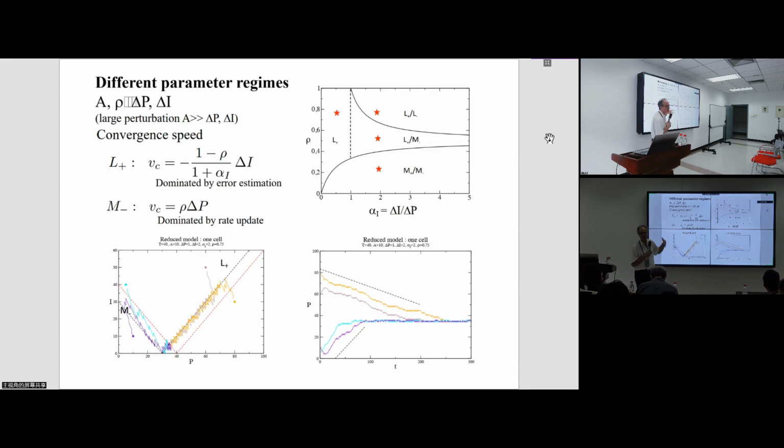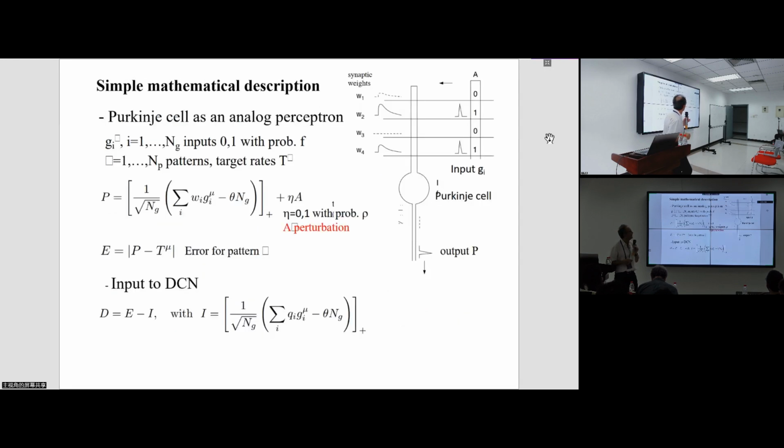Okay? And you can compute how you go down, and you converge to your desired solution. So this is for one cell. This was very stylized, but in fact very similar if you replace all these, since here I only track the firing rate, you can in fact replace all of these by analog perceptron.